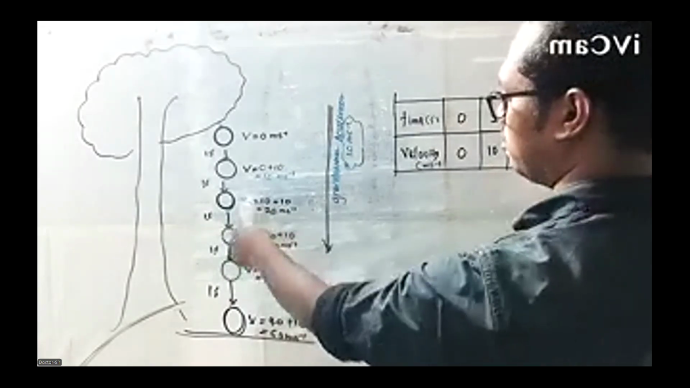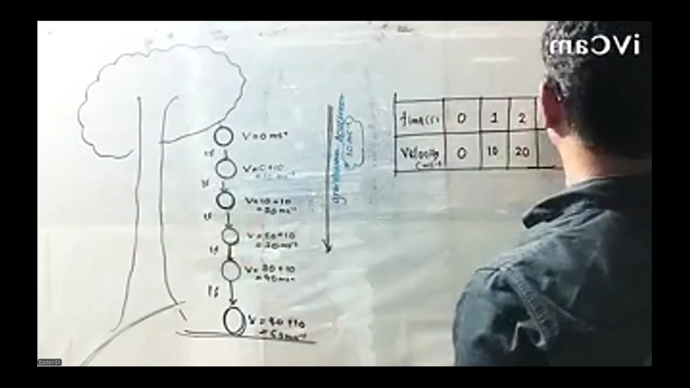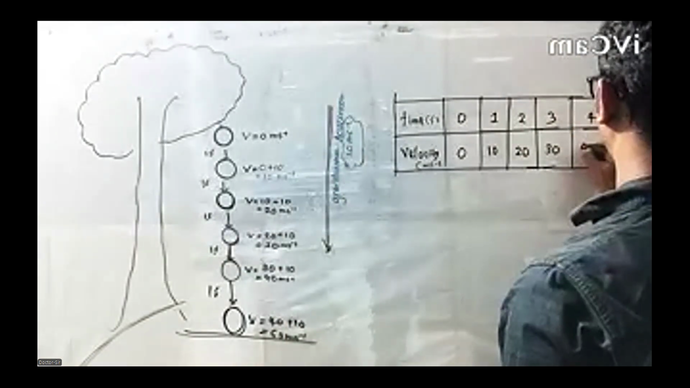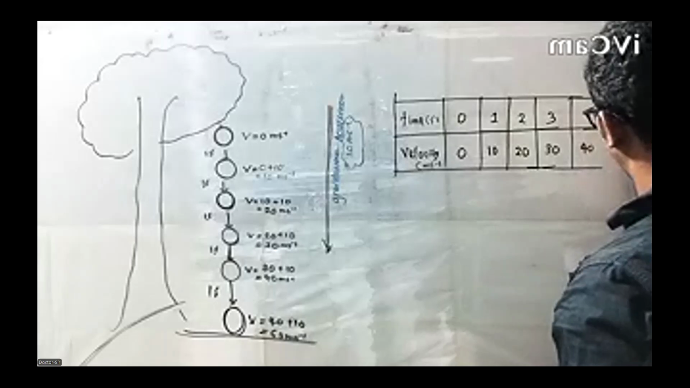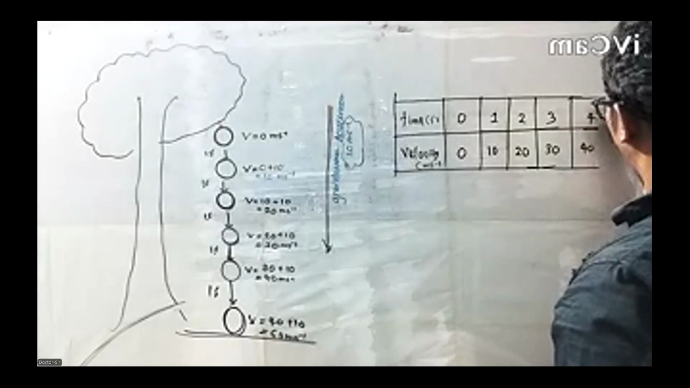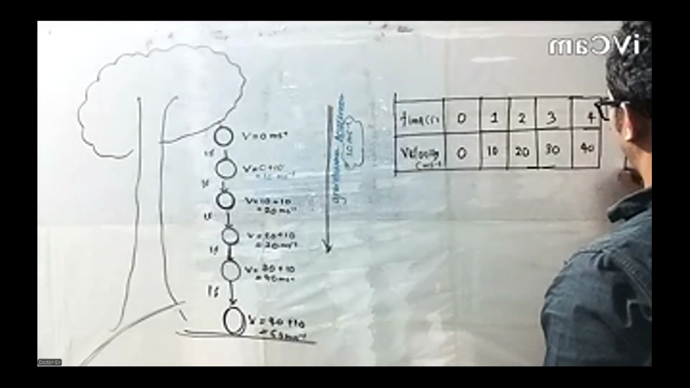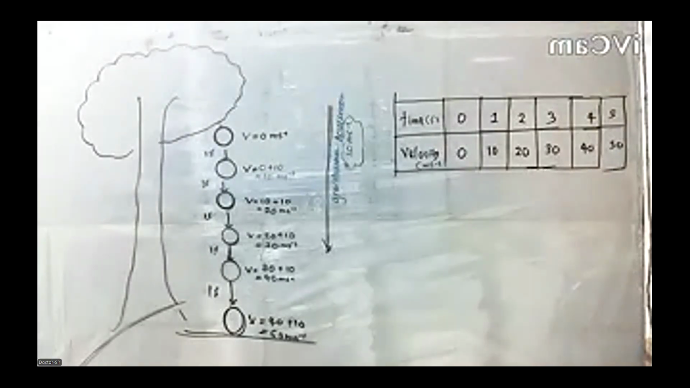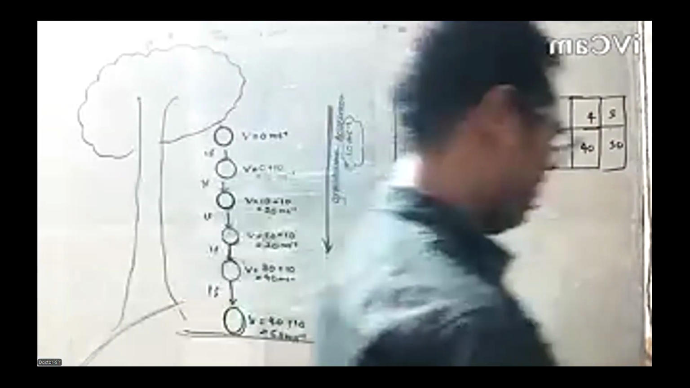Okay, 20, after 2 seconds. So another 1 second means 3 seconds, it is 30. 4 seconds, it is 40. Then I need another one, right? So after 5 seconds, it is becoming 50, right? So like that, you have to prepare a table. Okay, right. That is the first answer, first question.